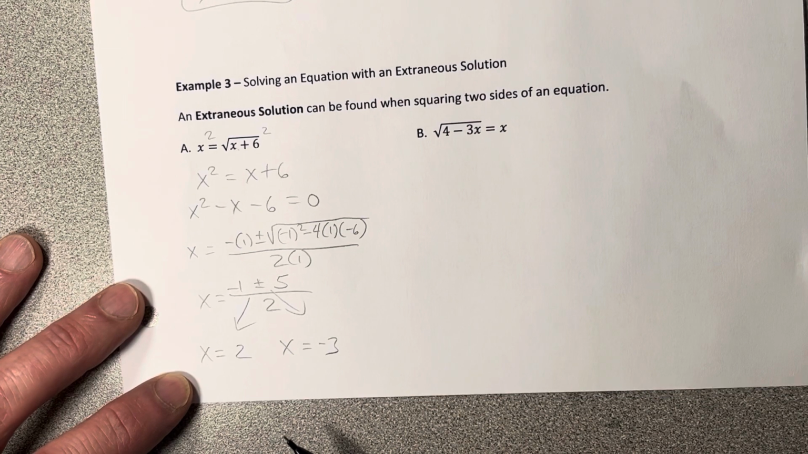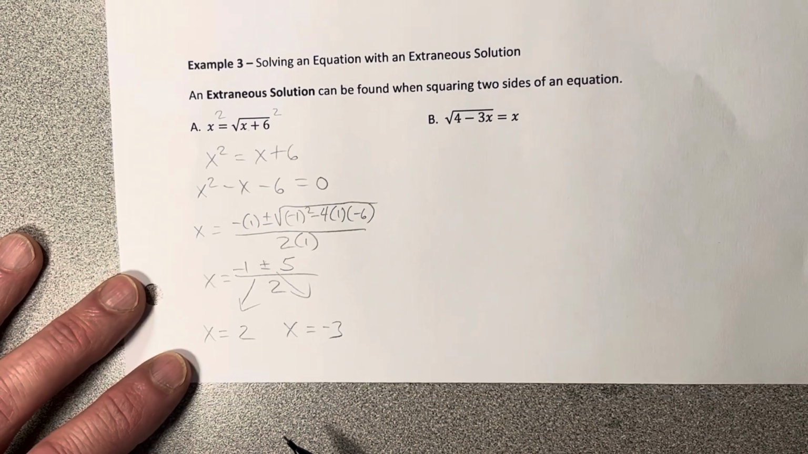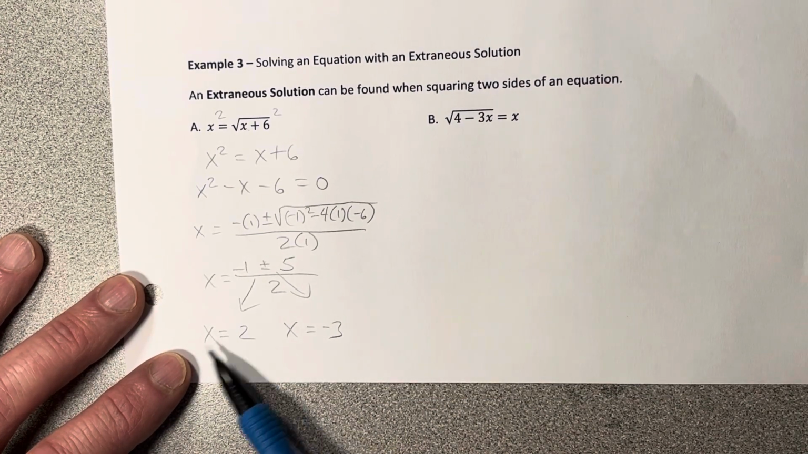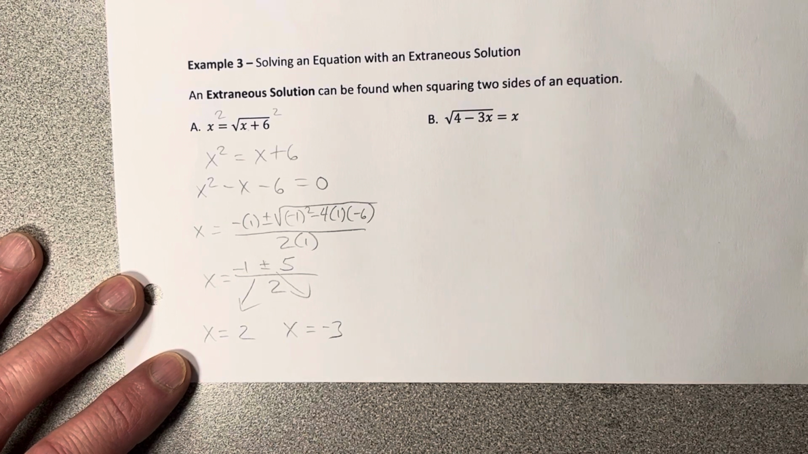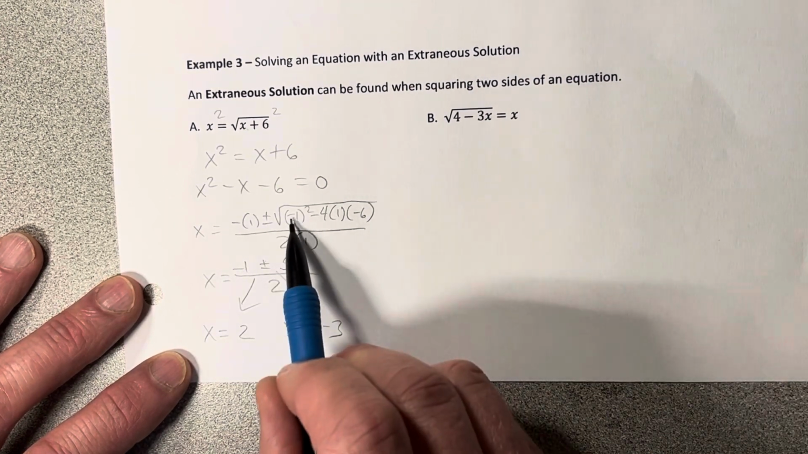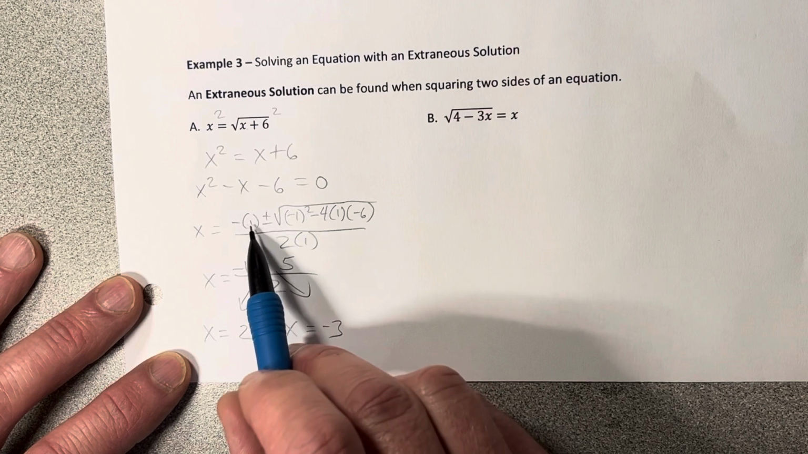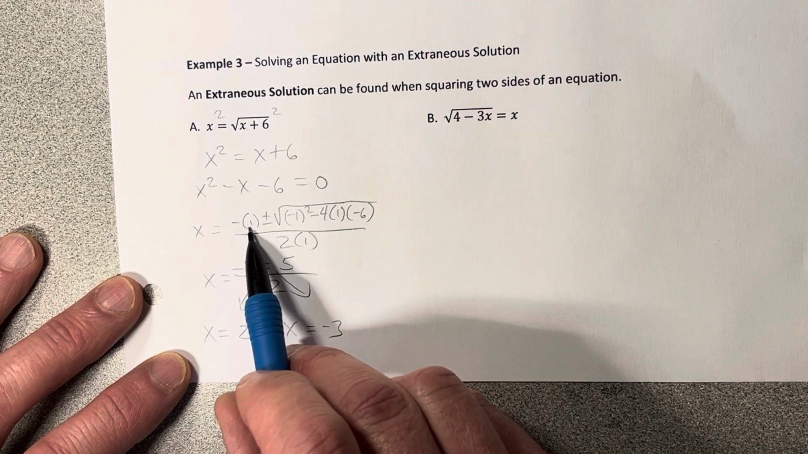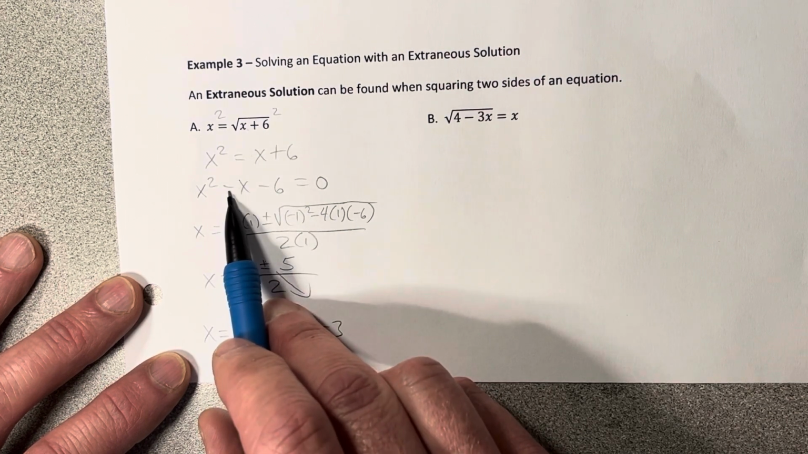I did not do that right, class. I just noticed that one wasn't going to work, and it should have worked. I noticed I made a mistake. Can you guys find out where I made my mistake? My b value is negative 1, but I put it as a positive 1 right there. I looked there instead of here.